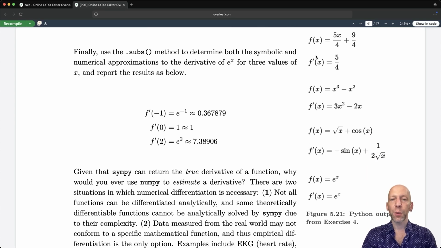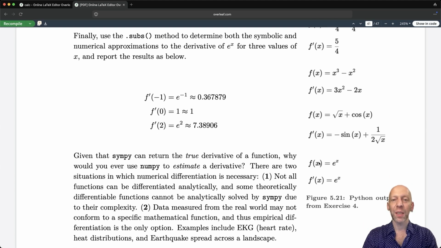So the first part is to implement these functions here in SymPy and then calculate their derivatives. So here's one function. F of x is 5x over 4 plus 9 over 4. Now, you don't implement the derivative; you want SymPy to calculate this derivative, right? So this is one function. Here's another function, x cubed minus x squared. That should look familiar from a few exercises ago. Then we have a third function, square root of x plus cosine of x. And finally, the function e to the x.